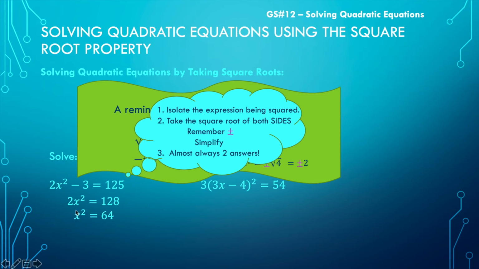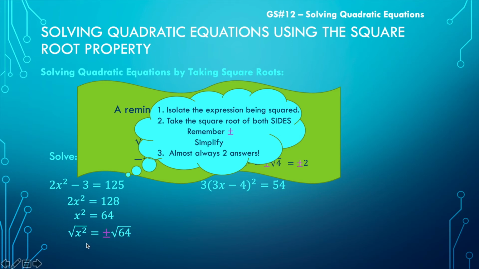Now notice, on the left side of the equation, the only thing that's there is something that's being squared. So now I can take the square root of both sides. And this is where I want to remember my plus or minus. I'm taking the square root of both sides, so I'm taking the square root of x squared, and that's going to equal plus or minus the square root of 64.